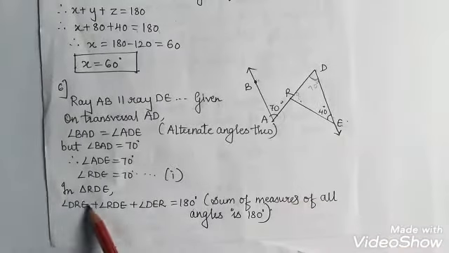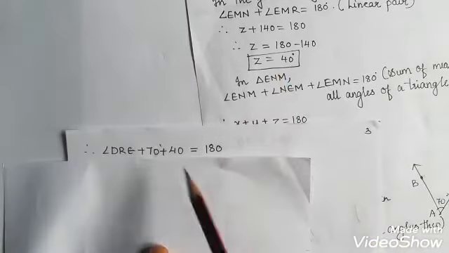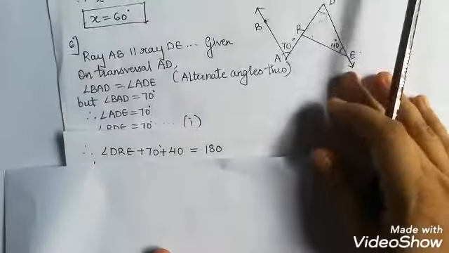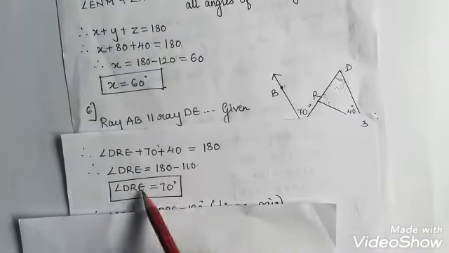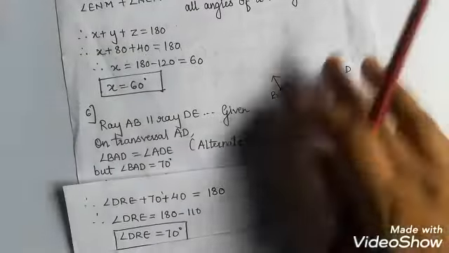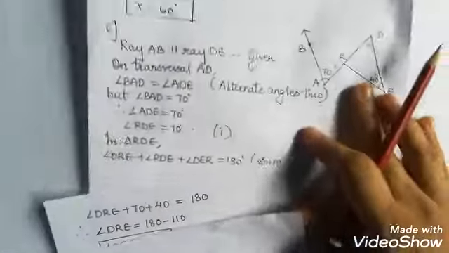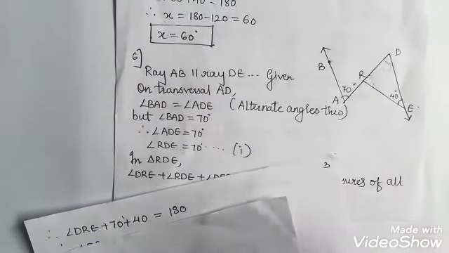So now you will substitute the values. So now I am going to substitute the values. That is angle DRE plus 70 plus 40 is equal to 180 degrees. Okay, so now next, that is angle DRE is 180 minus 110, which is equal to 70 degrees. So you got the value for angle DRE. Okay, so that means angle DRE, this angle we got it as 70 degrees.